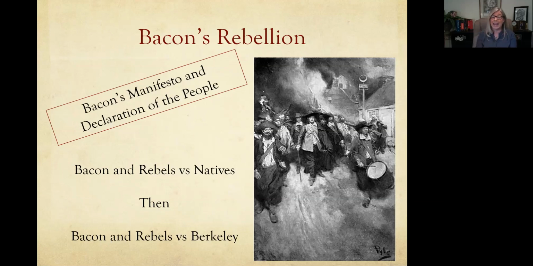They will not stand for a government that ignores the needs of the people. And so all of the people are like, oh my gosh, Nathaniel Bacon, he's our hero. So when Berkeley puts him in jail, the rebels and Nathaniel Bacon come and get him out of jail, and they're going to protest William Berkeley, and they burn Jamestown to the ground.